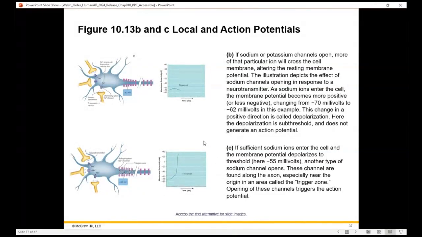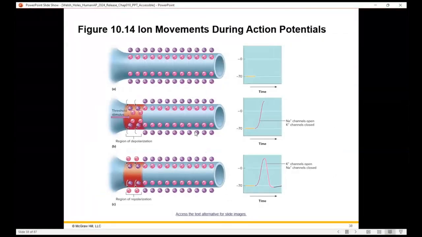Figure 10.13b shows you these changes and the need to hit threshold. Figure 10.14 shows you how ion movements occur during action potentials all along the axon.